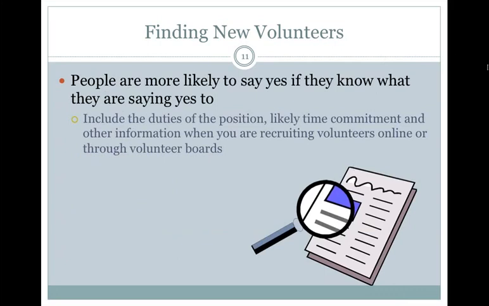One of the things to remember is that people are more likely to say yes if they know what they're saying yes to. So make sure that when you are sharing the information with others, you don't just simply list that, hey, you need help. Maybe talk more about the duties involved in the position, the amount of time that they'd like to commit, and other information when you are posting on social networks or through volunteer boards, because at the end of the day, people are volunteering their own personal time to help you out, so you need to let them know how much time would be required of them and how much effort as well.